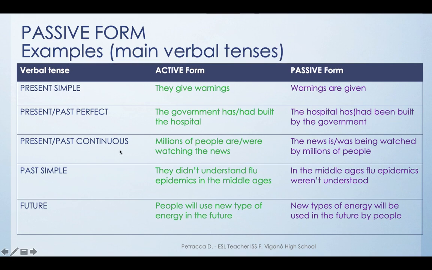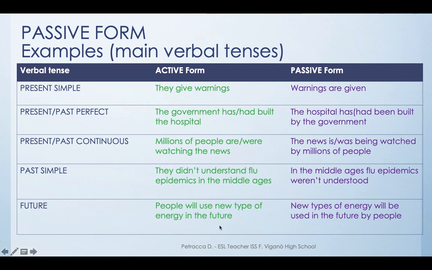Present or past continuous, active, millions of people are or were watching the news. Passive, the news is or was being watched by millions of people. Past simple, active form, they didn't understand flu epidemics in the Middle Ages. Passive form, in the Middle Ages, flu epidemics weren't understood.